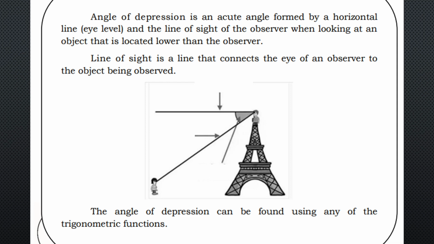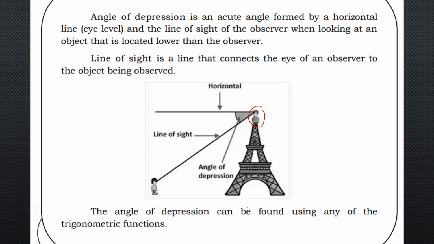Angle of depression is an acute angle formed by the horizontal line, in this case the one up there, which is the eye level, and the line of sight of the observer, which is you, the observer. This is your line of sight, and then you have here the angle of depression. You being at the top of the tower, looking down at someone from below, you are creating the angle of depression.